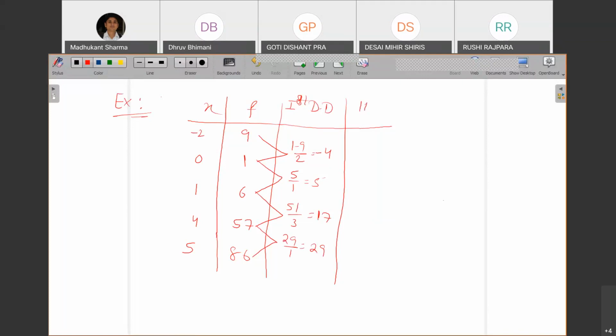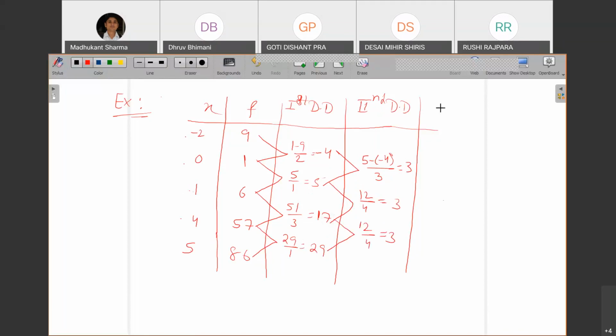Now if you go for the second divided difference, that is going to be 5 minus minus 4, divided by 1 minus minus 2. We are skipping one in between. So 1 minus minus 2 is 3, and 5 plus 4 is 9, by 3 is 3. For the second entry, 17 minus 5 is 12, divided by 4 minus 0, that is 4, so that is 3. The next is 29 minus 17 is 12, divided by 5 minus 1, that is 4, so that is 3.